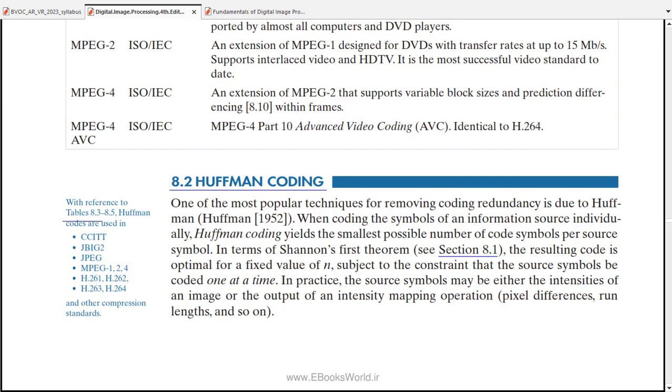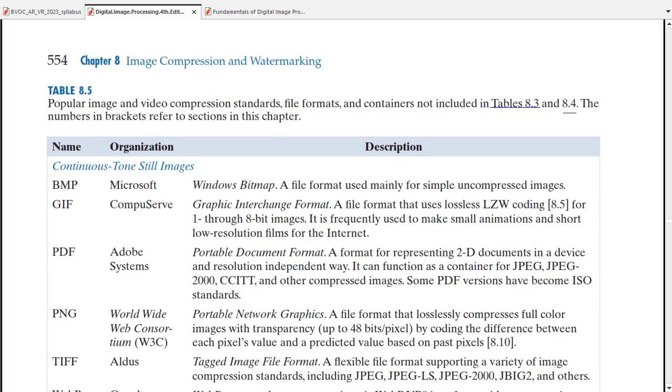In this terms, we'll first say Shannon's theorem. The resulting code is optimal for a fixed value of n, subject to the constraint that the source symbols are coded one at a time.